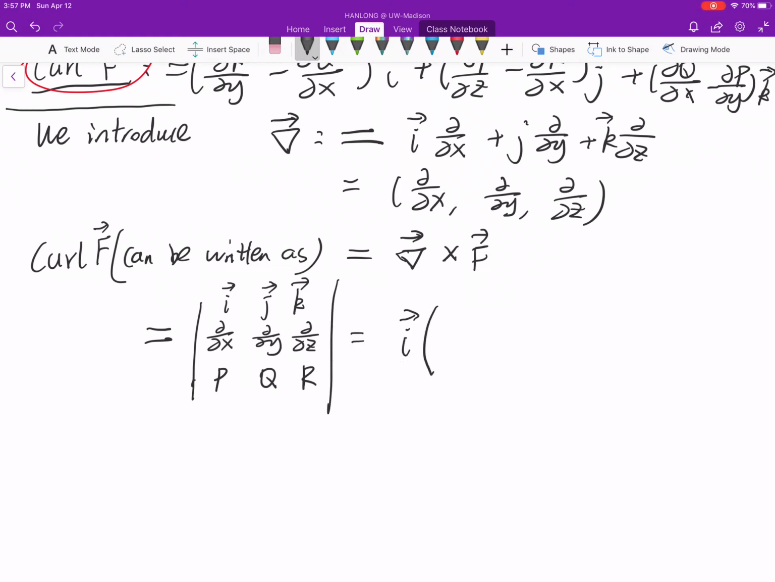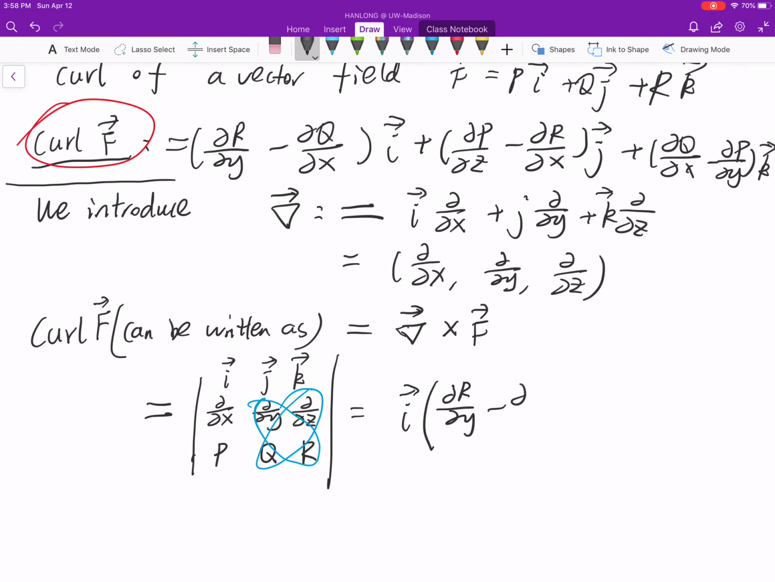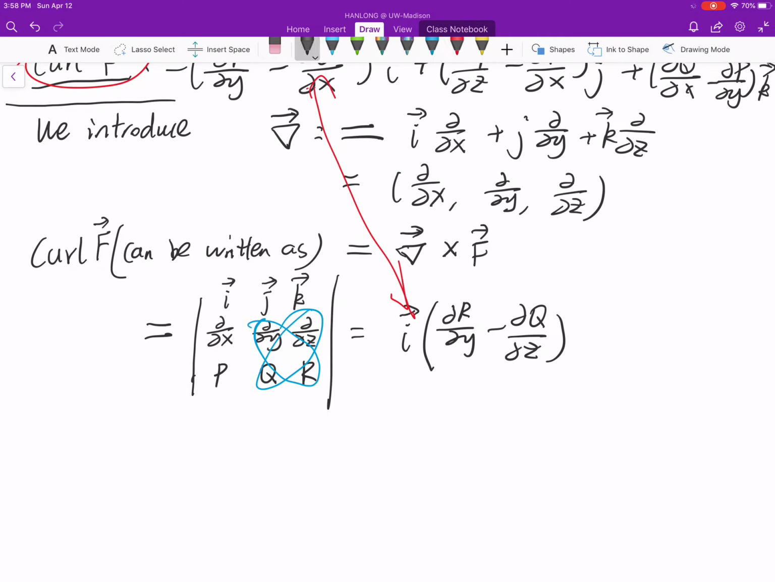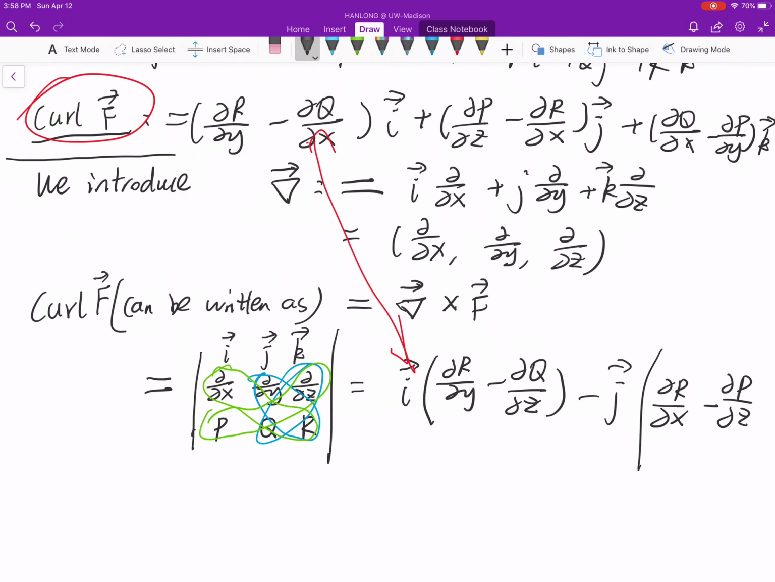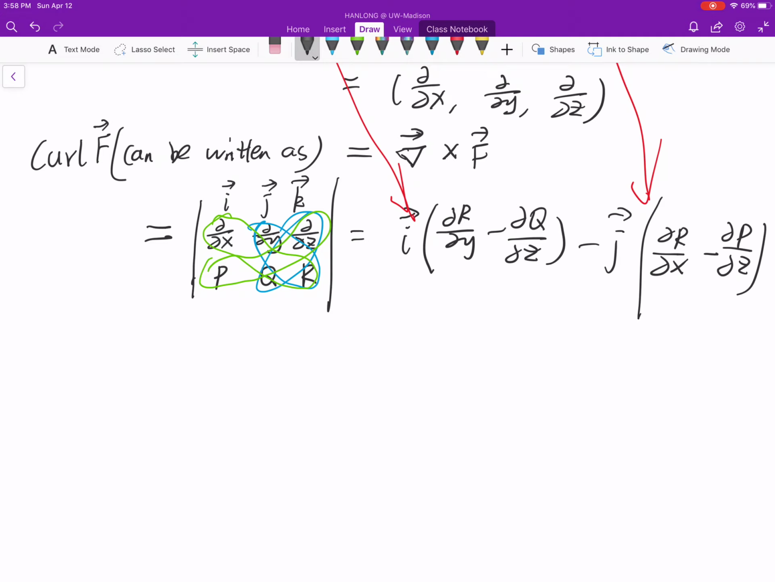Okay, now let's expand this. So first you have partial Y R, partial Z Q. So here you have partial R partial Y, minus partial Q partial Z. Exactly this one. Okay, and then you have plus j, sorry, minus j. Remember you have a minus sign here. And then you have this way and this way. So partial R partial X, minus partial P partial Z. Okay, so if you do distribution, negative is positive, and negative is negative. So you have the second term. And lastly, you will have k, which is partial Q partial X, minus partial Y partial P.